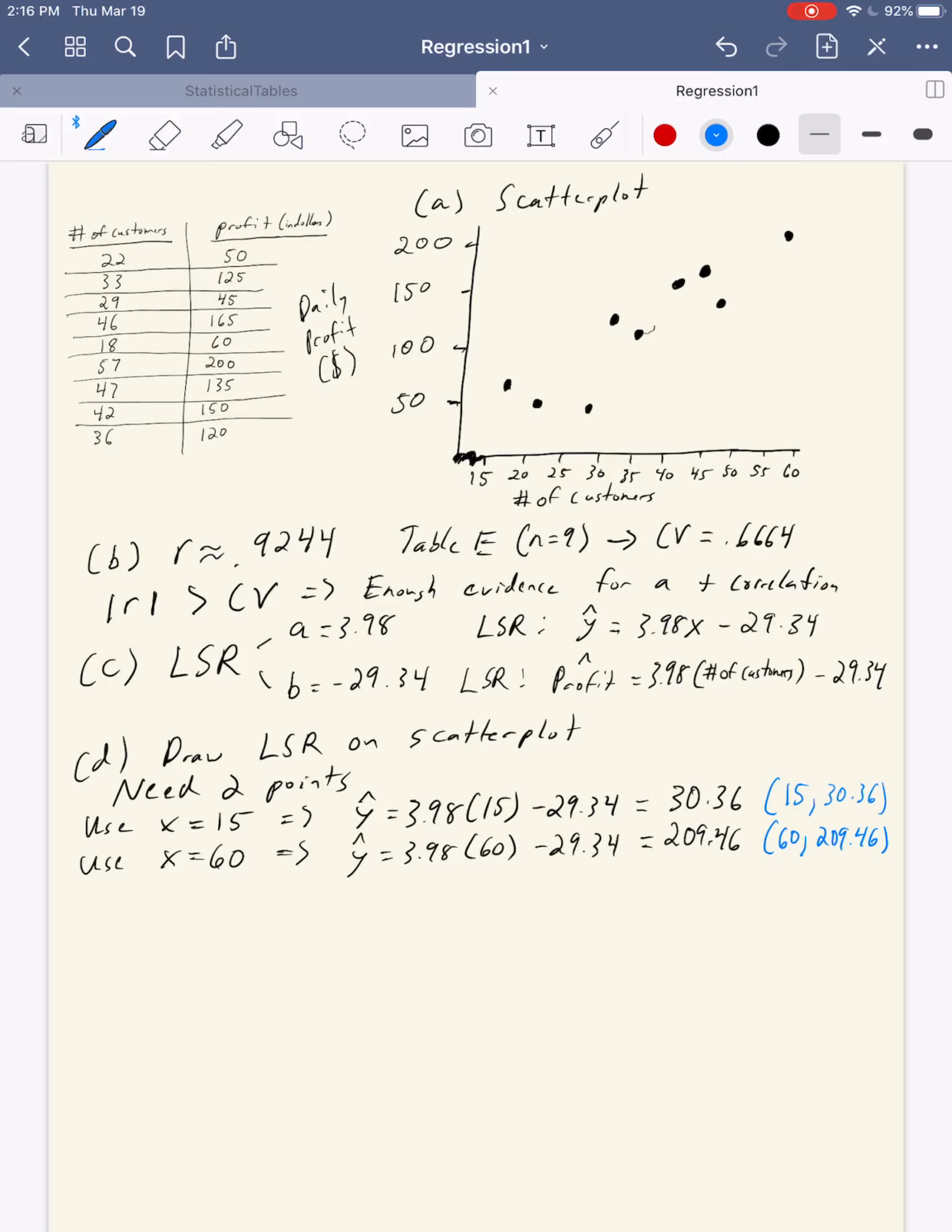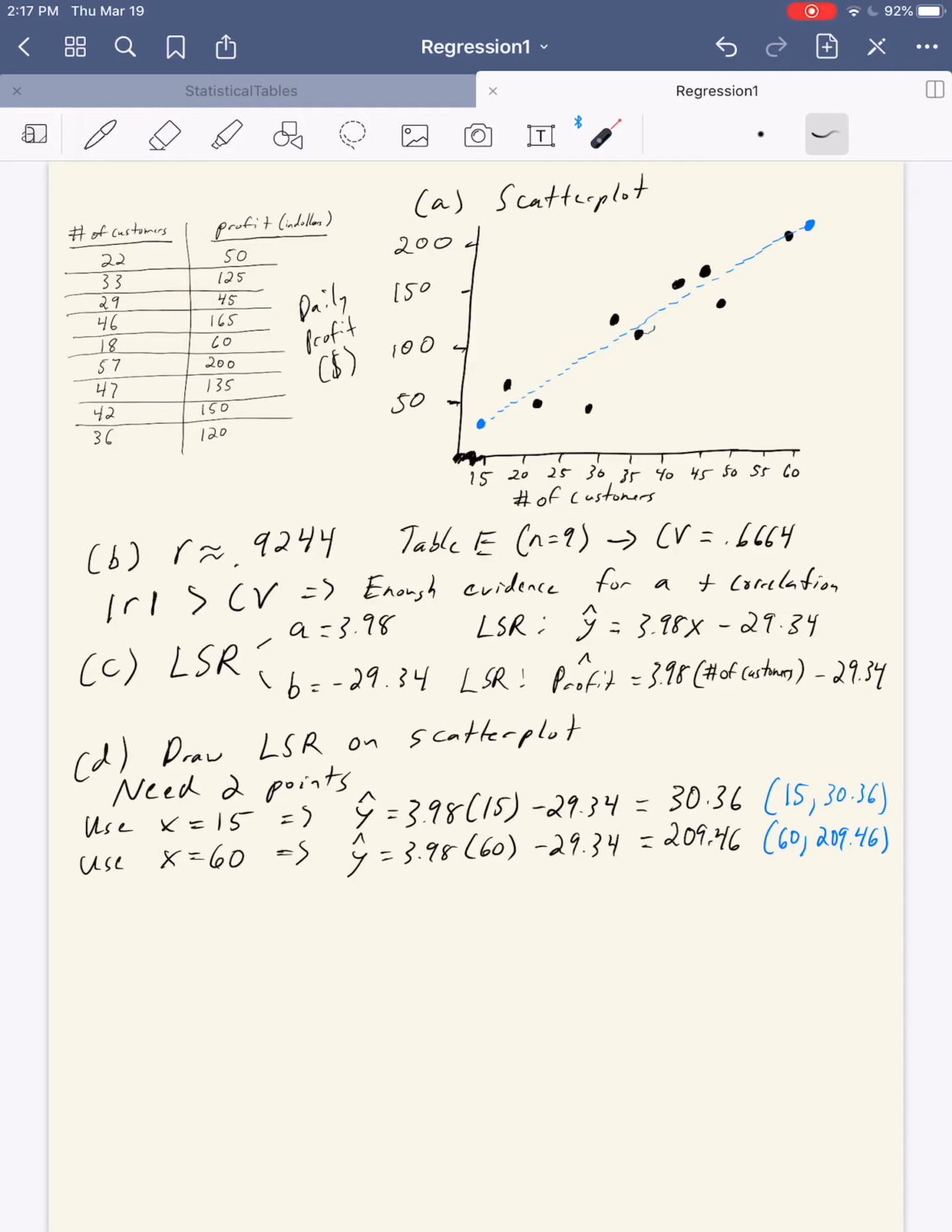Let's go ahead and draw those on. 15 and 30.36 should be somewhere right about there. And then 60 and 209.46 looks like we should have somewhere right about there. And if we attempt to sketch those in here, connecting those two dots, there we go. All right, so again, notice that when we actually sketch in that LSR, it does generally go through the points here, right? It sort of cuts approximately through the pattern of our data.